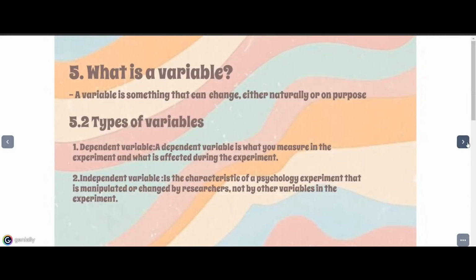Number 5. What is a variable? A variable is something that can change either naturally or on purpose. 5.2. Types of variable. 1. Dependent variable. A dependent variable is what you measure in the experiment and what is affected during the experiment. 2. Independent variable is the characteristic of a psychology experiment that is manipulated or changed by researchers, not by other variables in the experiment.